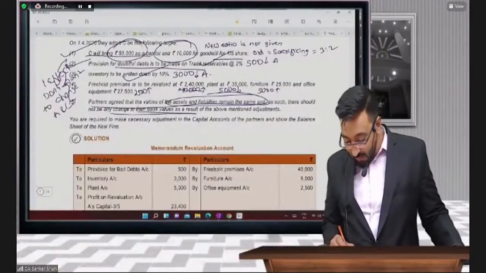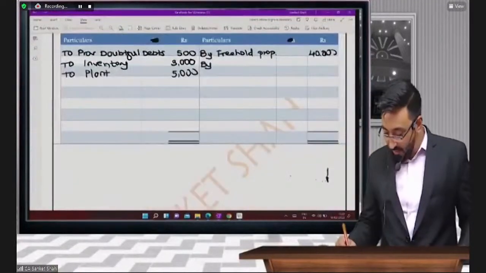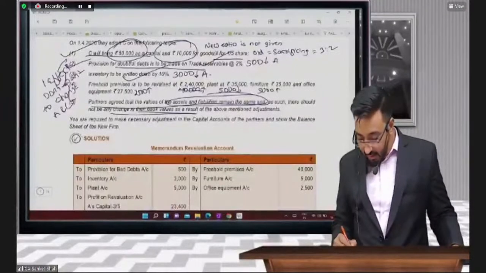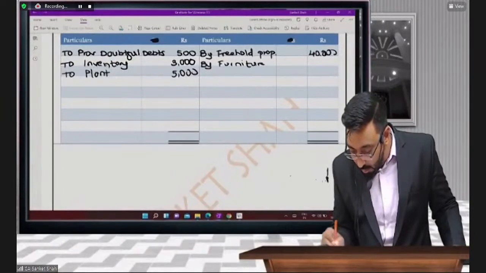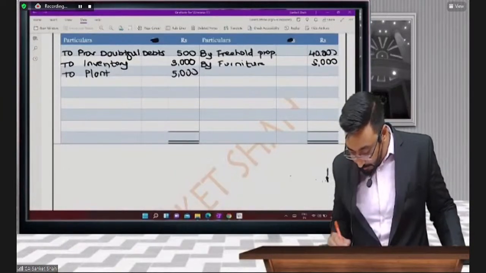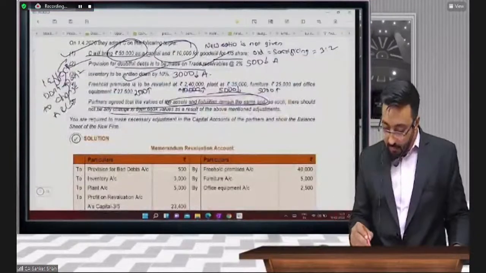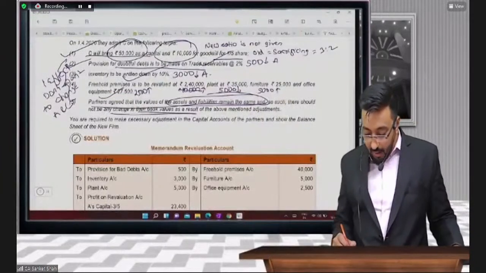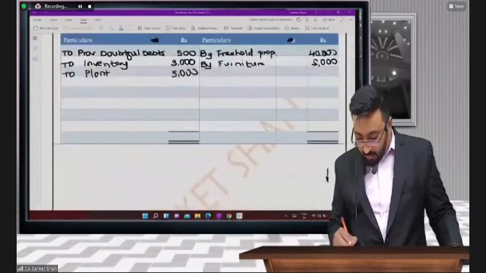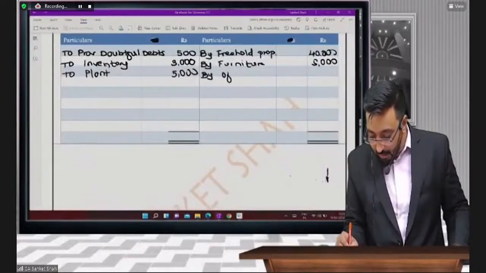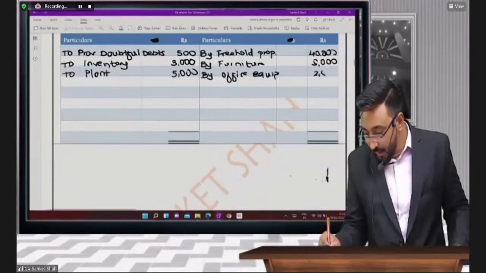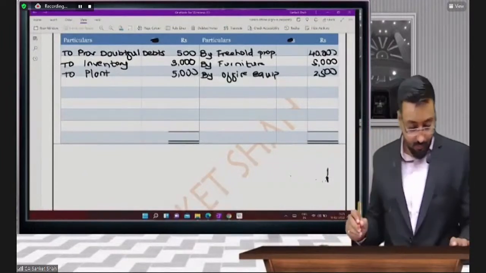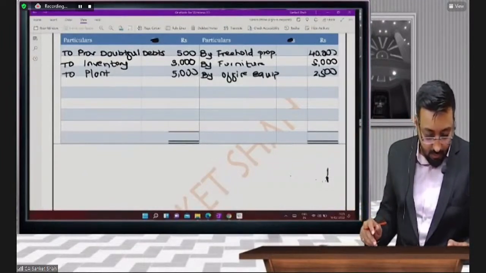So plant 5,000 down. Okay, then furniture increased, so by furniture I am going to write 5,000. Next one, office equipment again increased, so by office equipment increased by 2,500.